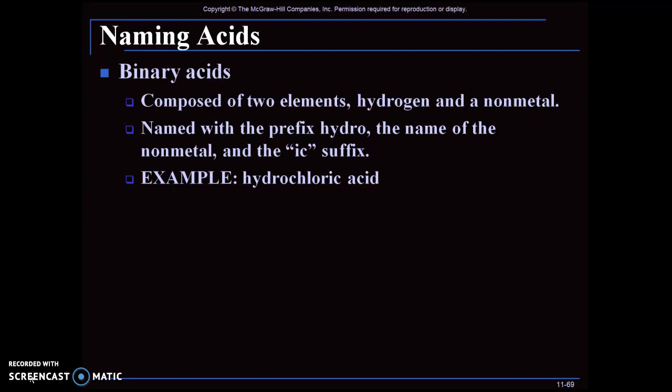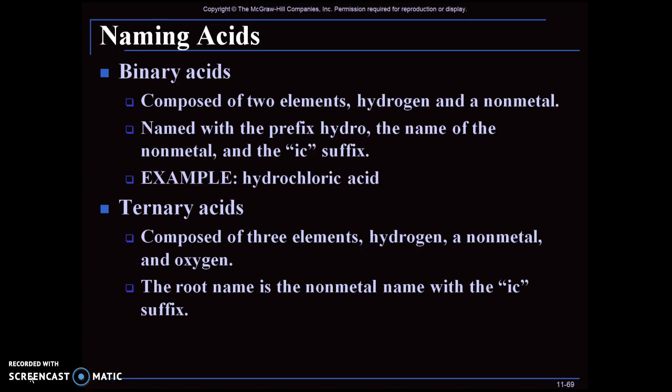And naming the acids: binary acids are composed of two elements, hydrogen and a nonmetal. They are named with the prefix hydro, the name of the nonmetal, and "ic" as the suffix. An example is hydrochloric acid. You see that hydro in the beginning, and chlor is the nonmetal name, and then "ic" is the suffix used for the acid.